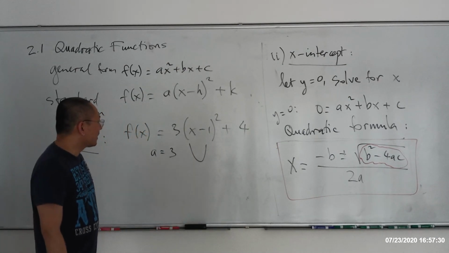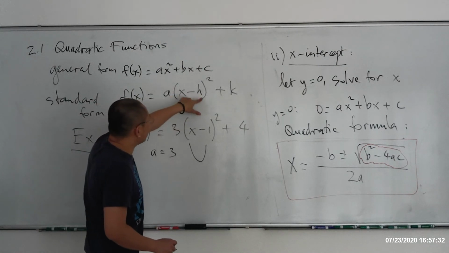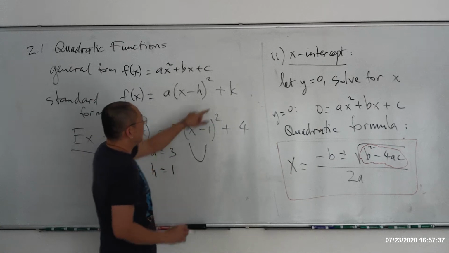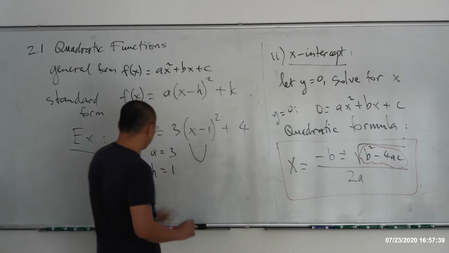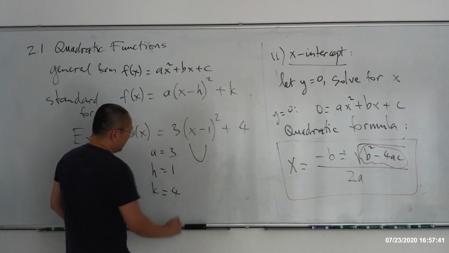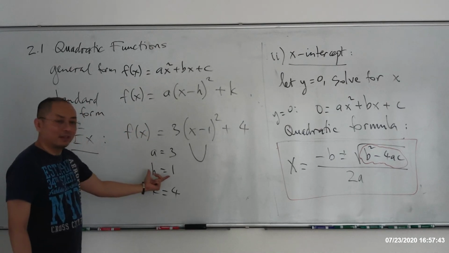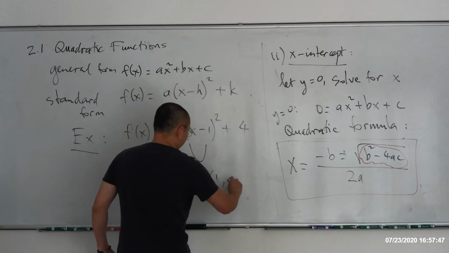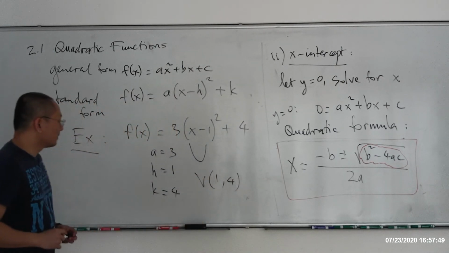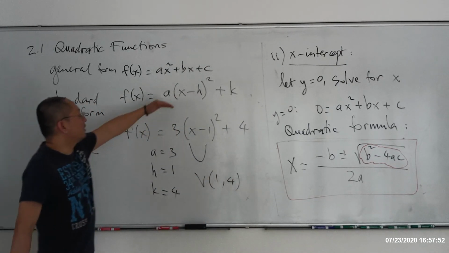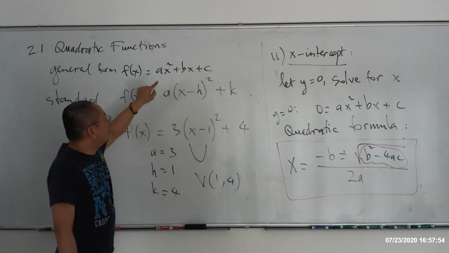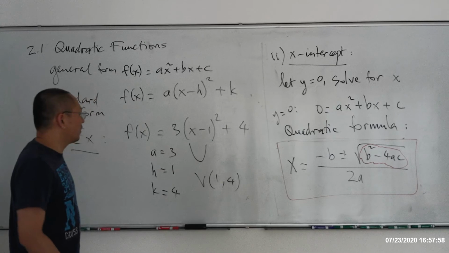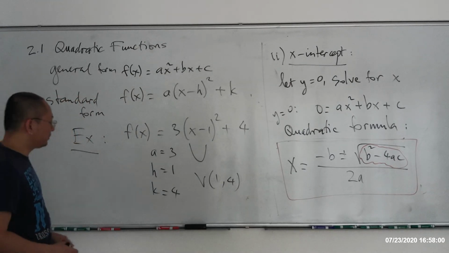Okay? And here, minus h corresponds to minus 1, so h is equal to 1. Plus k corresponds to plus 4, so k is equal to 4. That tells you the vertex: the vertex is 1 comma 4. So you see this right here? You know the orientation of the parabola, and you also know the vertex right away without doing much work at all. All right?